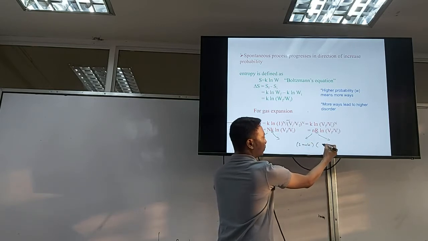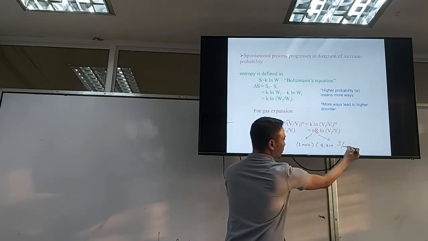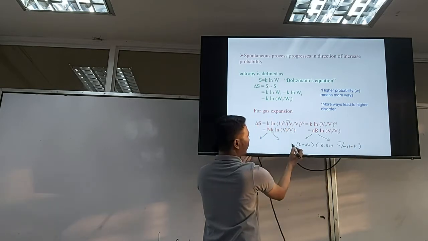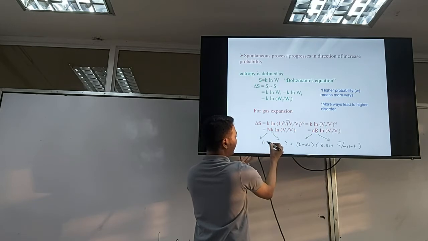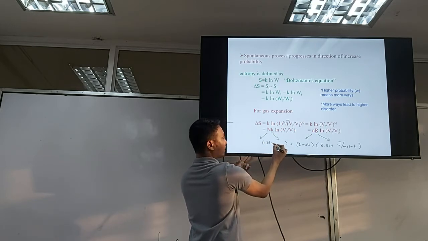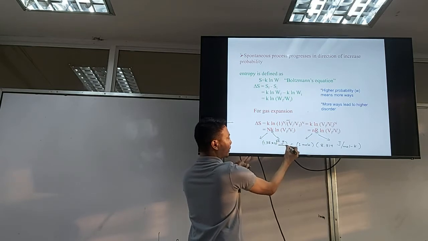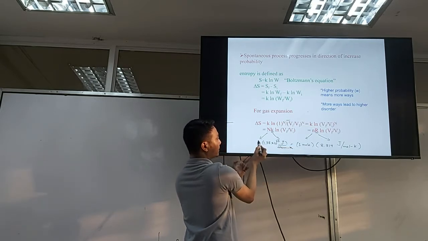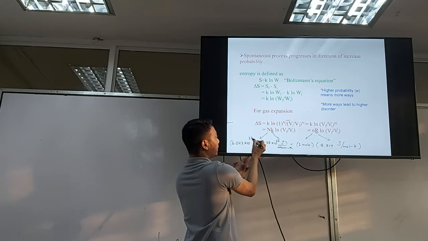What is R again? 8.314 joule per mole Kelvin. What is K? 1.38 times 10 to the negative 23 joule per atom Kelvin. Okay. What is N? Avogadro's number. 6.023 times 10 to the 23 atoms per mole.